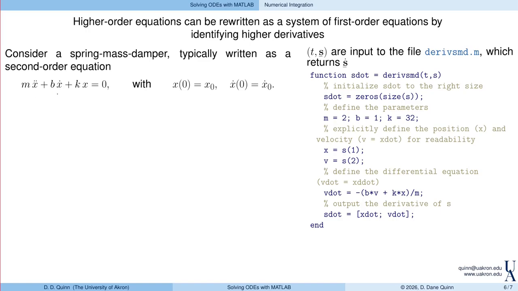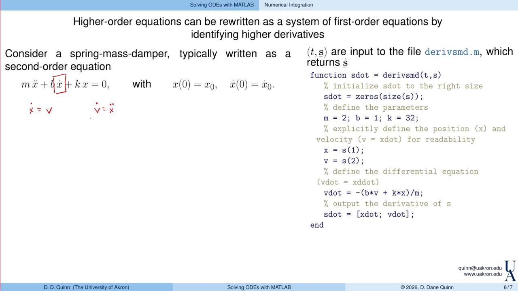right? So here, we'll identify x dot as the velocity, right? So if you look at this, the derivative of x is v, right? So this is a first order equation. And then we want to identify the derivative of v. Well, v dot, again, is x double dot, right? Because again, x dot is equal to v.